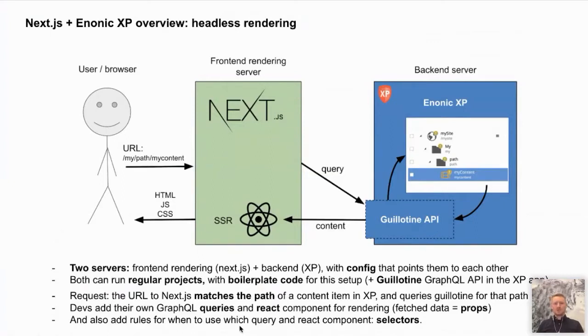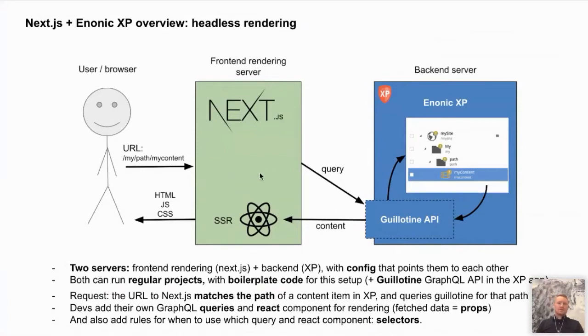This whole project I'm going to tell you about is kind of the boilerplate code that builds on top of any project, which will allow a setup like this to run. The idea is that the request to the Next browser will have a path. And the Next browser will turn that into a query, contact the Guillotine API, and get some content data. And that's done by matching the path. So the URL here needs to have a path that matches the content path of a content item in XP.